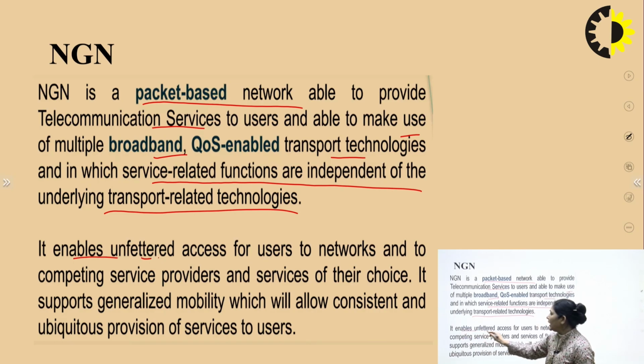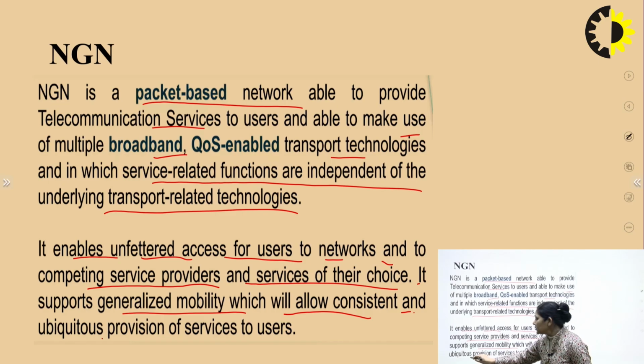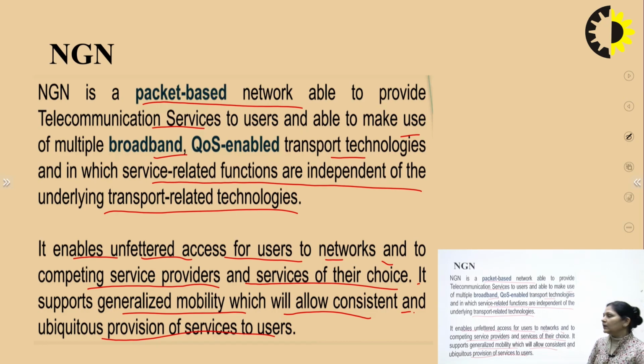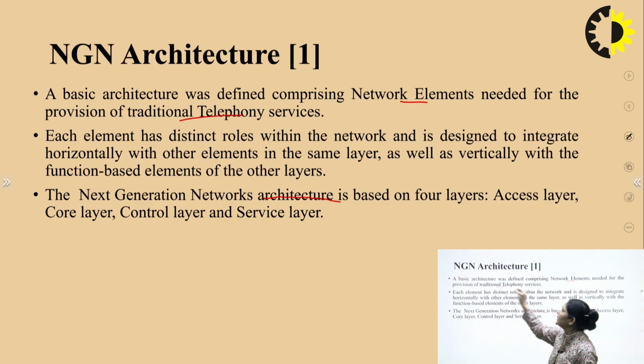It enables unfettered access for users to networks and to competing service providers and services of their choice. It supports generalized mobility, which will allow consistent and ubiquitous provision of services to the users. Now, if a single network is providing all the services as well as mobile services, then all these things will help the service provider to provide better services to the users. Now, when we talk about how the network architecture of NGN will be, a basic architecture was defined comprising network elements needed for the provision of traditional telephony services.